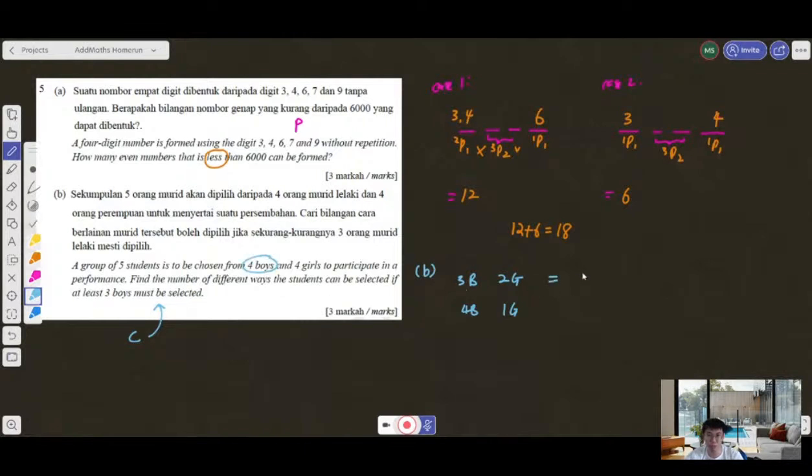So if I want 3 boys, total I got 4 boys, I choose 3, times total I got 4 girls, I choose 2. This one, 4 boys, I choose all the 4, and then 4 girls, I choose 1. So you get 36 here, and you get 4 here. In total, it will be 40.